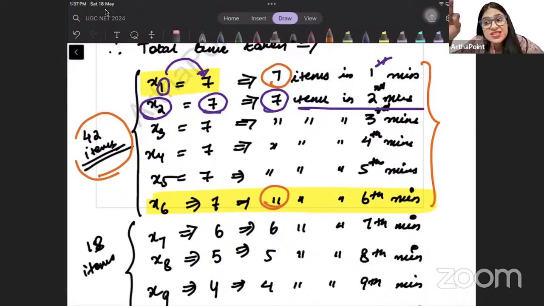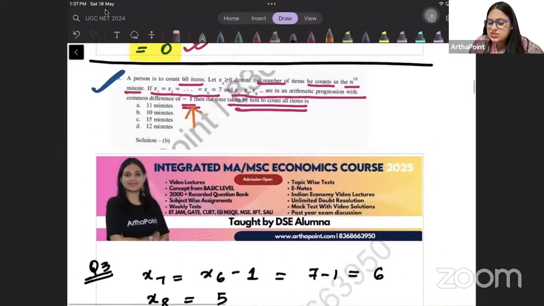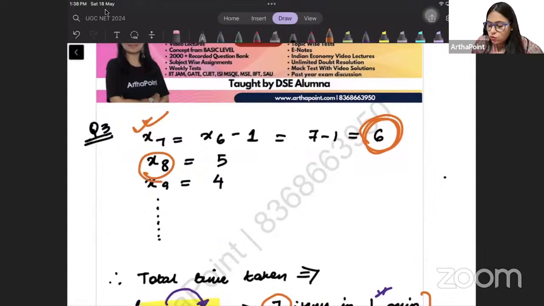Now try to see from the 7th minute. Now it is following an AP with difference of -1. That means that in the 7th minute, I will count 1 less item, so I will only count 6 items. In the 8th minute, I will only count 5 items. In the 9th minute, I will only count 4 items.